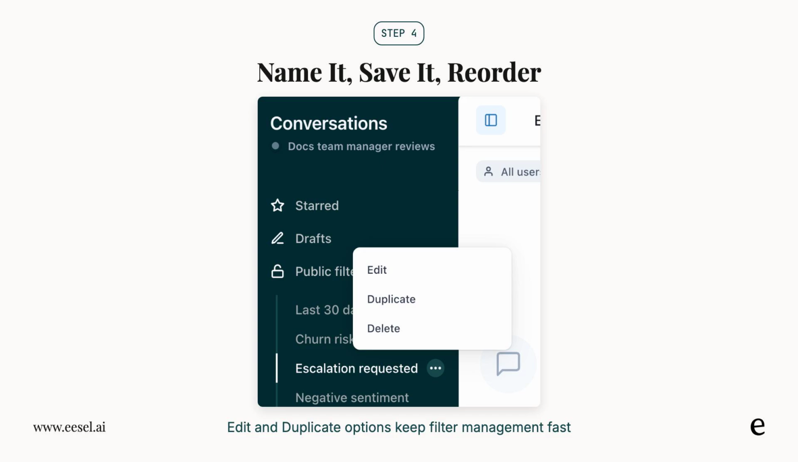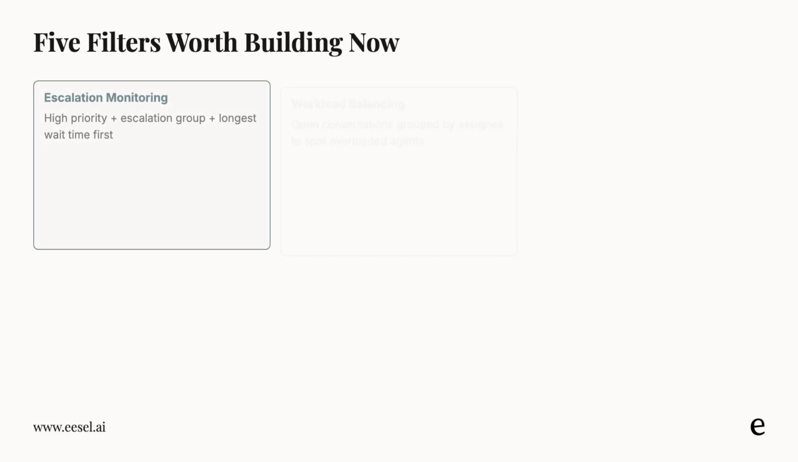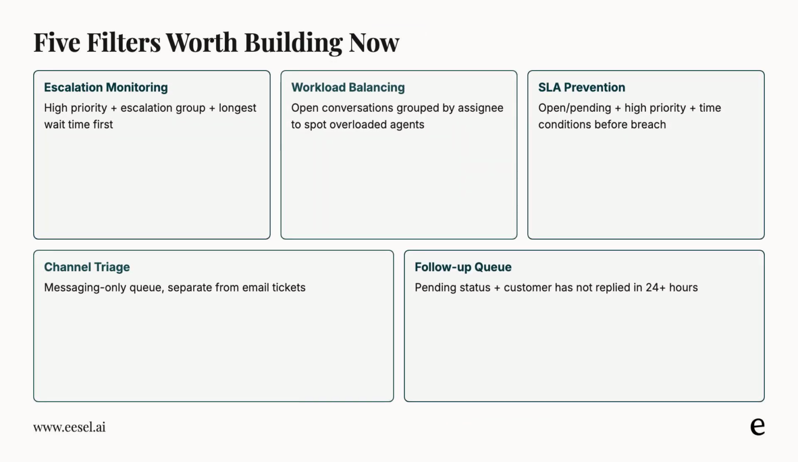Drag to reorder your most used filters to the top and use duplicate when you need a variation of an existing filter. Start with these 5. Escalation monitoring for urgent open cases sorted by wait time. Workload balancing to spot overloaded agents. SLA prevention to catch conversations before breach. Channel triage to separate messaging from email. And a follow-up queue for customers who've gone quiet.